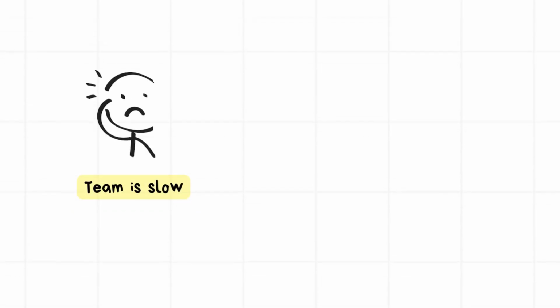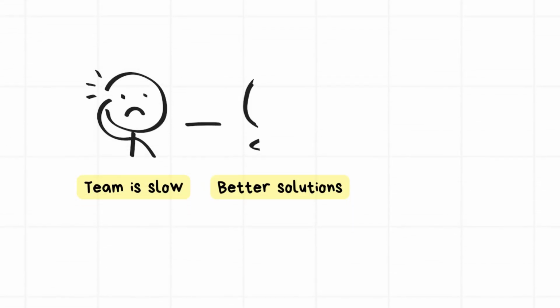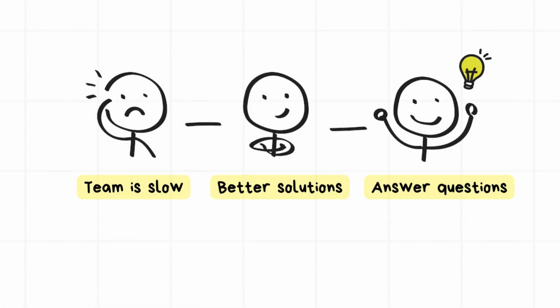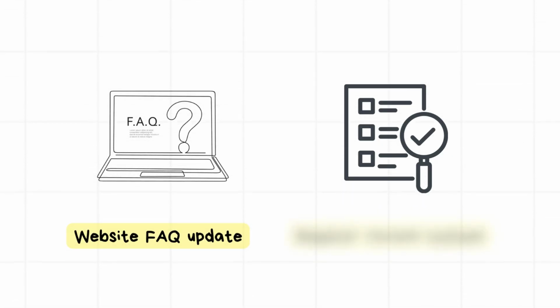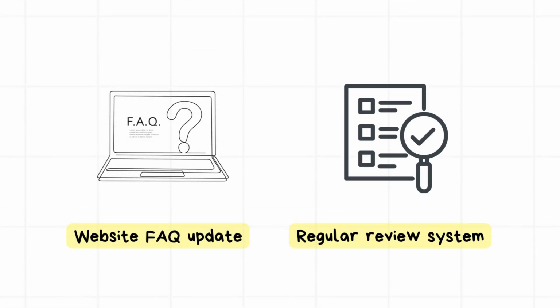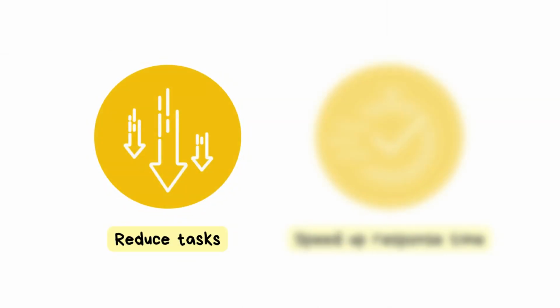Now we've found the real problem. It's not that your team is slow, it's that you need better solutions to answer simple questions. One solution being a website FAQ update. You also need a regular review system in place. Fix that and you'll reduce the tasks they deal with and speed up the response times.